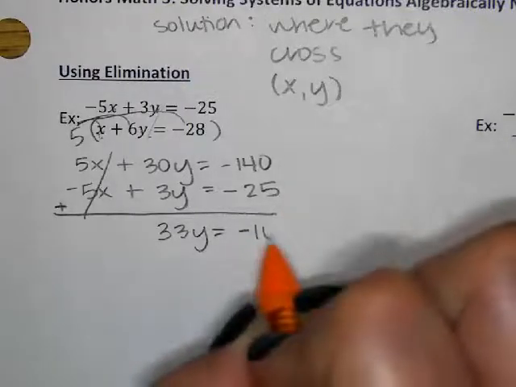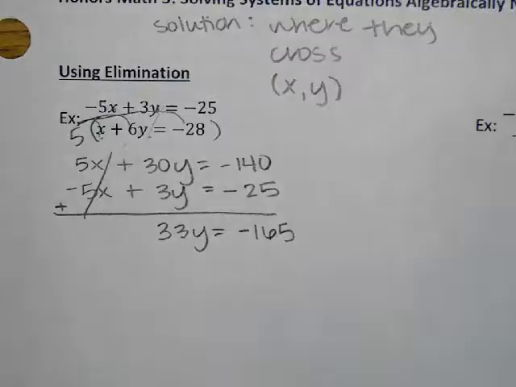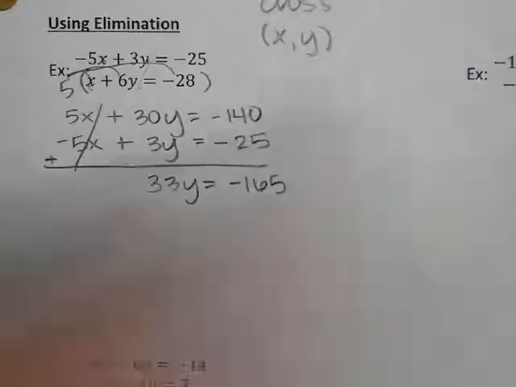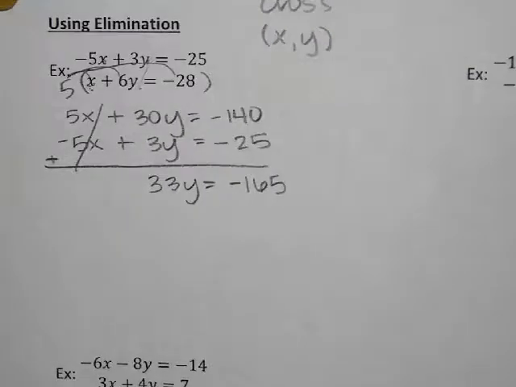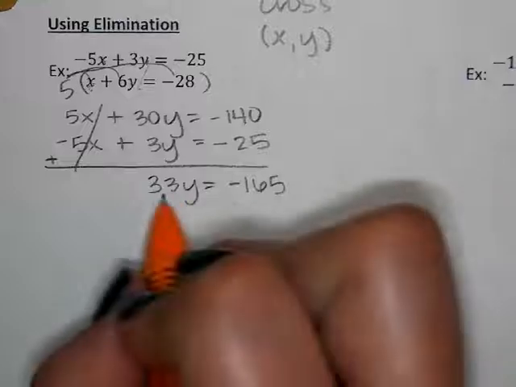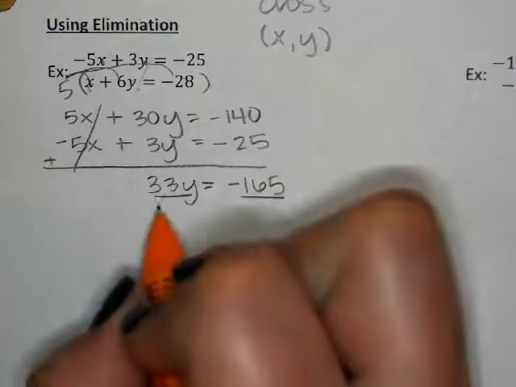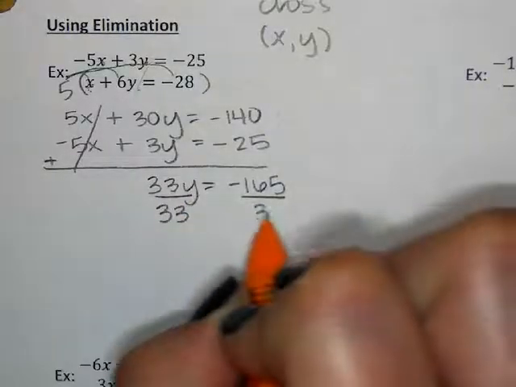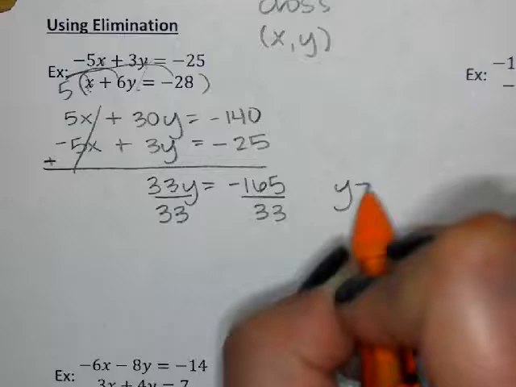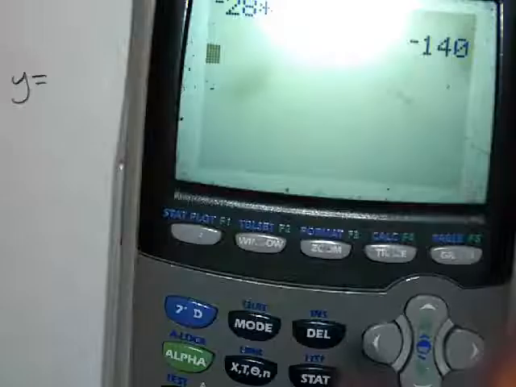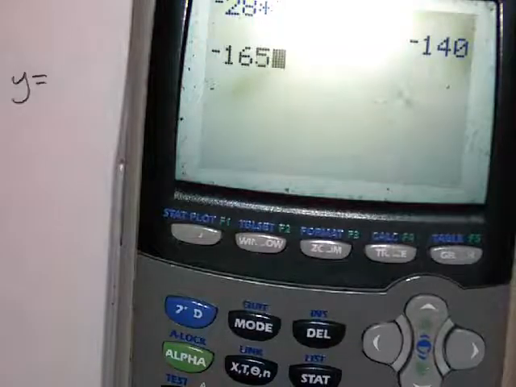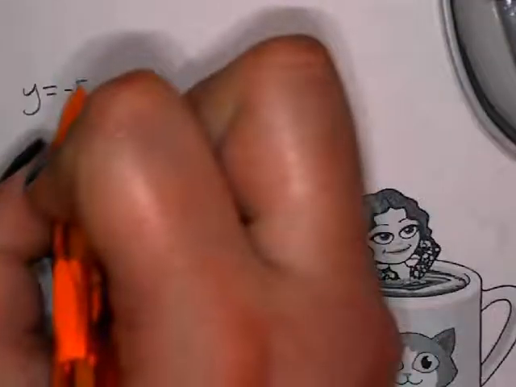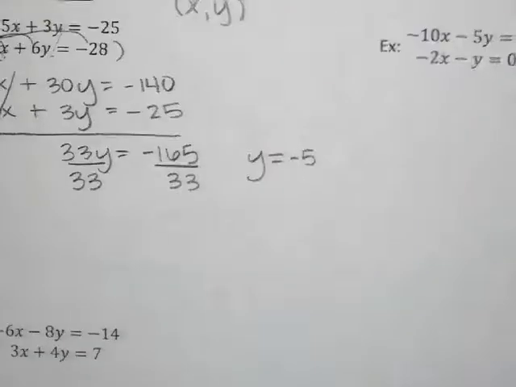And so now, how do we solve for y? Divide. Okay. Oh, I don't know. That's bigger than my head knows how to do. So -165 divided by 33. Yeah, -5. Beautiful. Okay, I'm not going to put a box around it because that's not my answer. That's part of my answer. So my answer has to be x comma y.